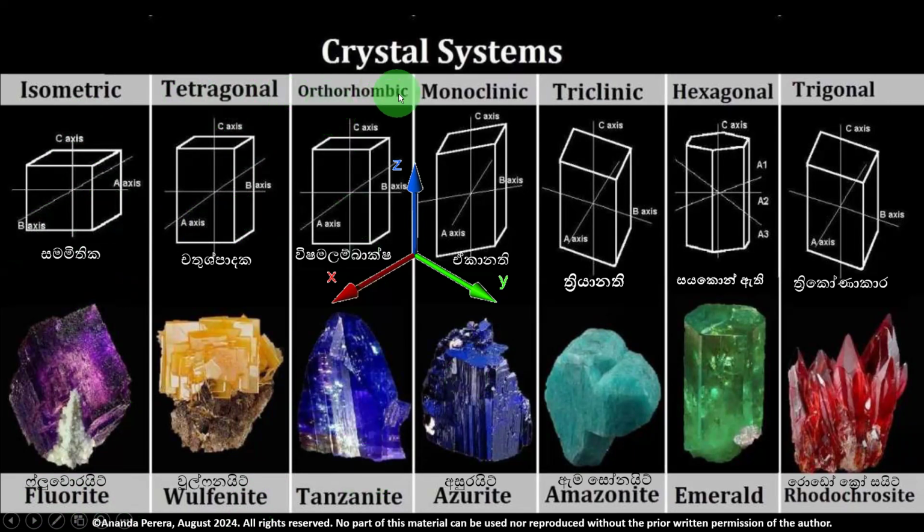Tanzanite, orthorhombic. Azurite, monoclinic. Amazonite, triclinic. Emerald, hexagonal. Emerald is hexagonal. Rhodochrosite, trigonal. So these are the 7 shapes here. There are 7: isometric, tetragonal, orthorhombic, monoclinic, triclinic, hexagonal, and trigonal. These are the examples.